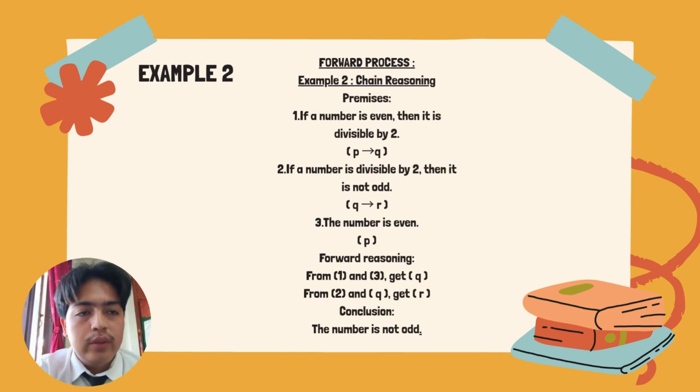For example 2, we use chain reasoning. For the premises, if a number is even, then it is divisible by 2. So it will be P implies Q. The second one, if a number is divisible by 2, then it is not odd, so Q implies R. Then the number is even, which we label as P. For the forward reasoning, from 1 and 3, we can get Q. Meanwhile, from 2 and Q, we can get R. So for the conclusion, the number is not odd.